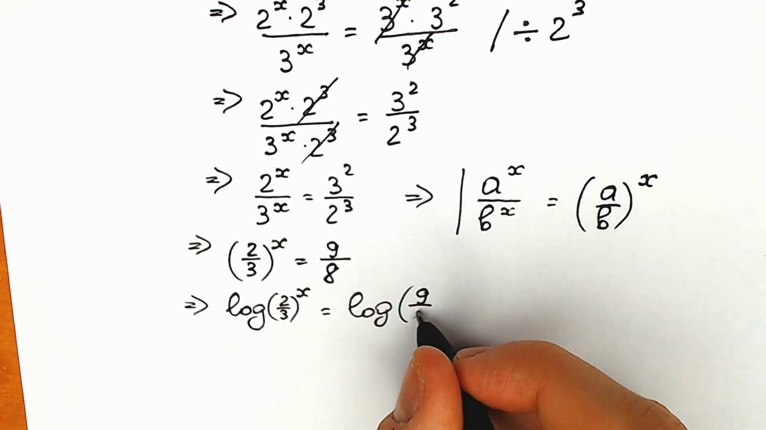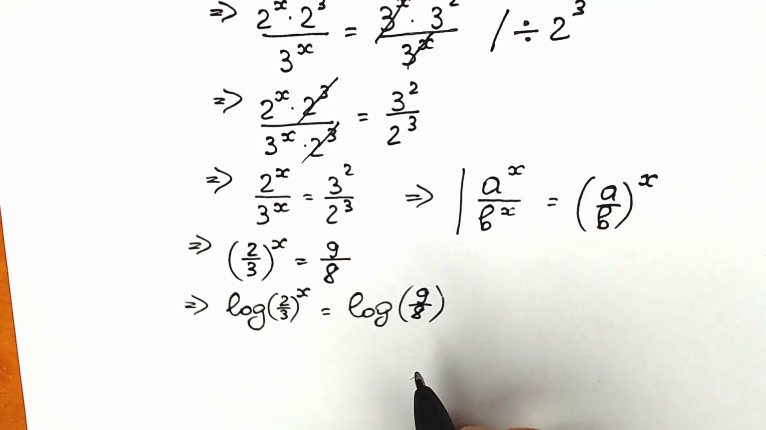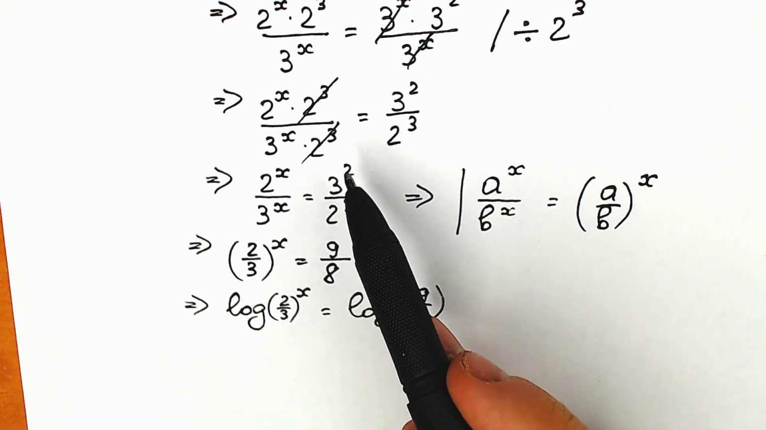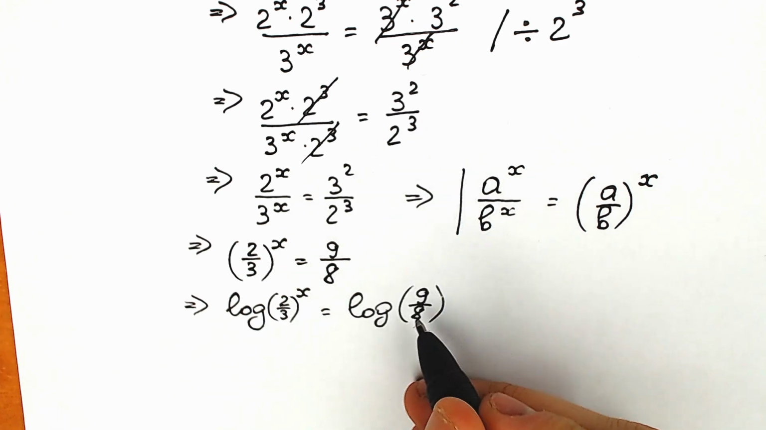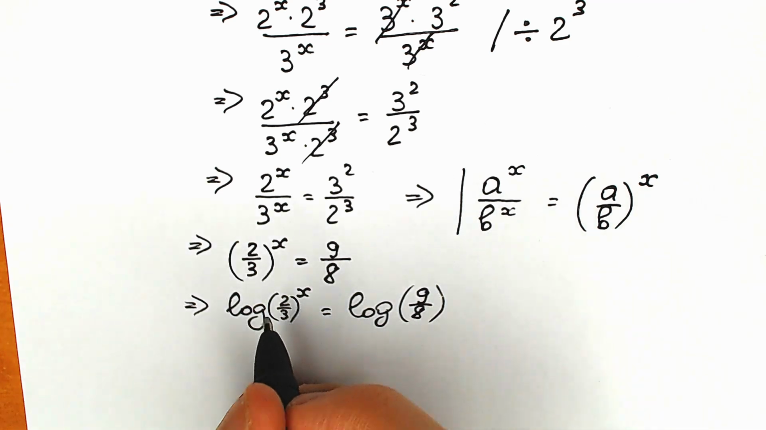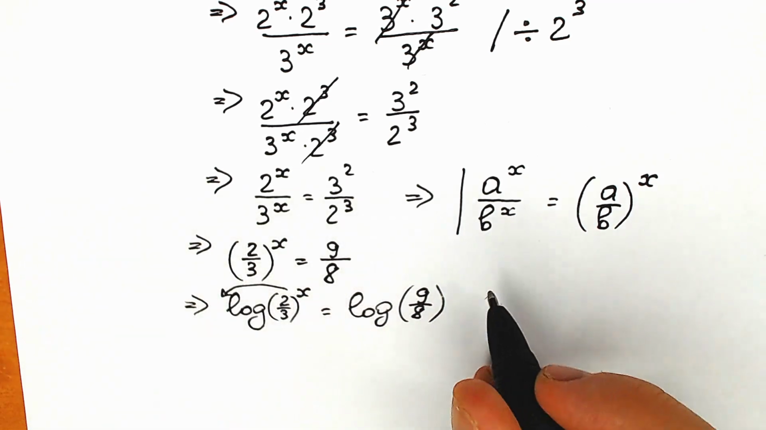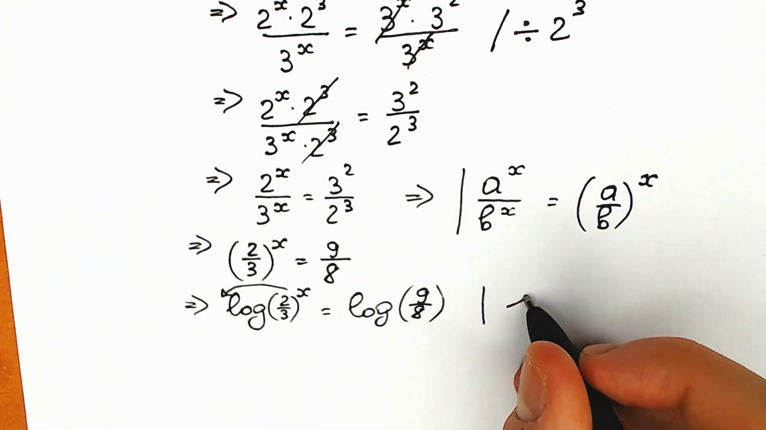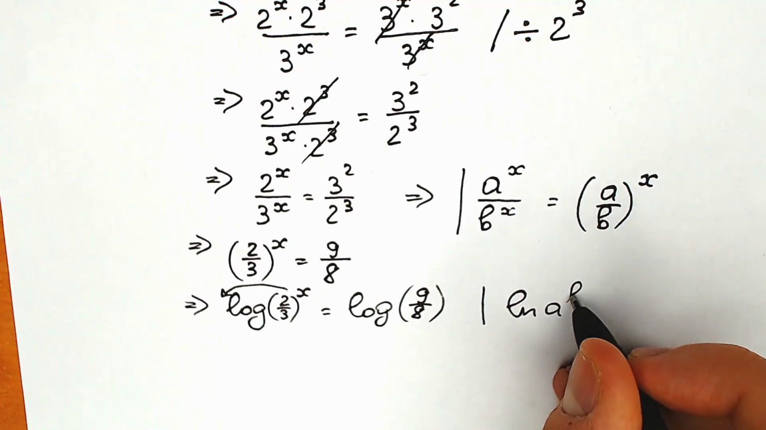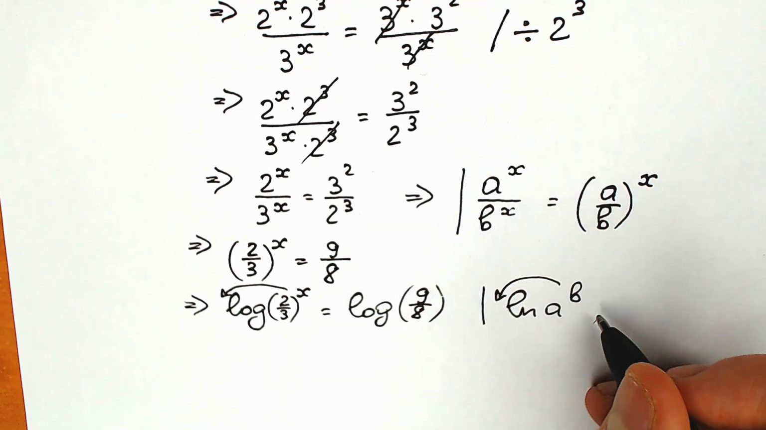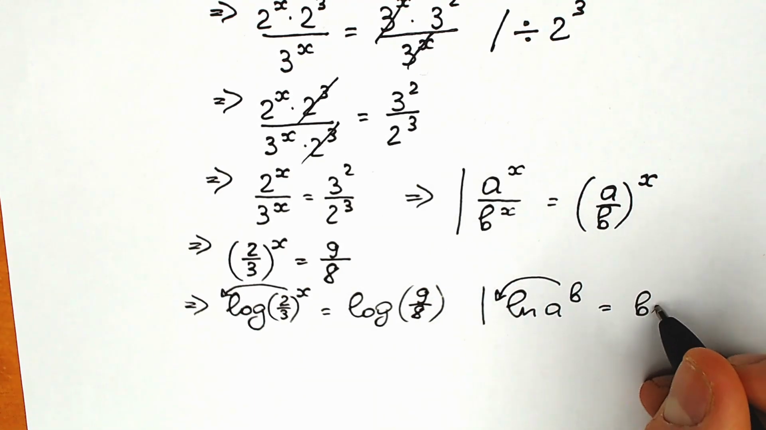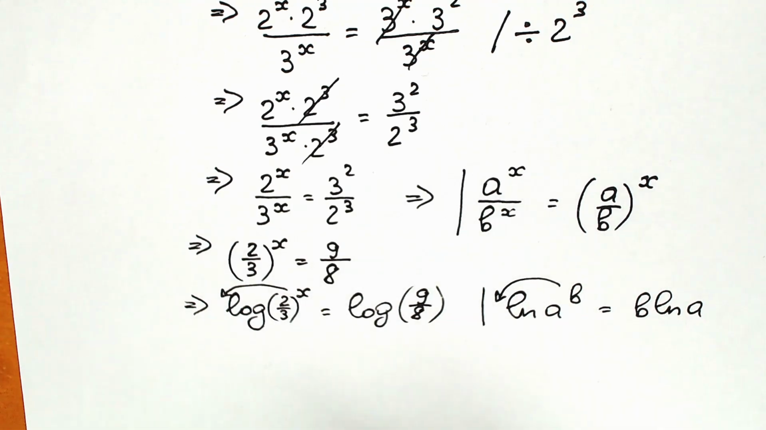To be honest, we don't need to raise this to the power 2 and to the power 3, but okay, let's leave it like that. We have 9 over 8, doesn't matter. And right now this x will come down right here because of the log property. Whenever we have, for example, natural log of a, and right here we have b, we can easily write this b in front of this natural log a. So we have b times natural log a.